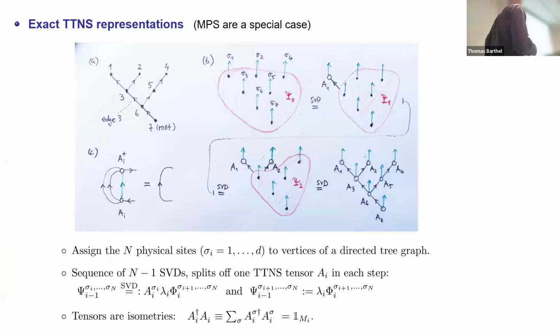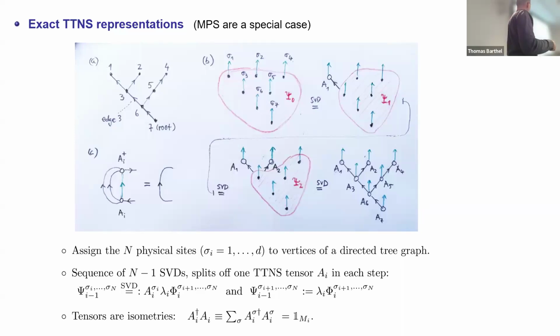All right, so the idea is that we take our system, let's say with n sites or n orbitals, and we assign these sites or orbitals to vertices of a tree graph in some way that is up to you. You can also try to optimize the geometry of this tree. We start from an exact representation of the state. Let's say these sigma are again our local basis states, and this psi is our tensor of the expansion coefficients in the corresponding basis.